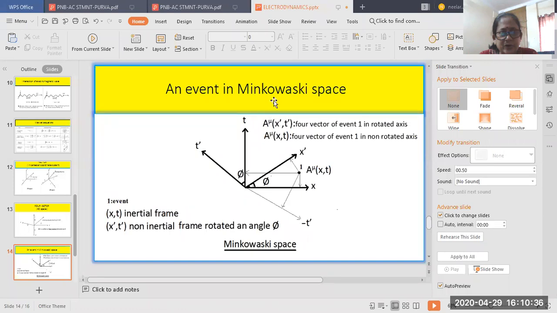So what is the vector I am writing here? It is a 4-dimensional space. Now I am using the word Minkowski space for 4-dimensional space. It is the space devised by Minkowski, so it is called Minkowski space. What is the notation I am using? A mu. Earlier we used to call this A, but now it is A mu. From this point to this point, it is A mu.